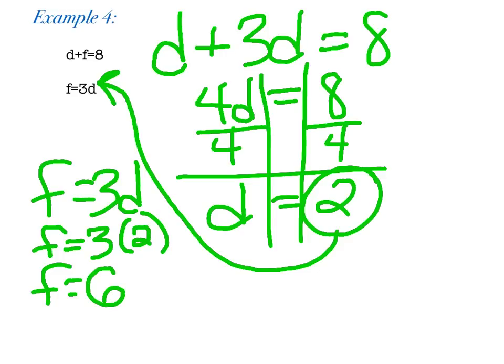I now have a numerical value for my variable d, and I have a numerical value for my variable f. I can take that information and write the solution for my system. And again, my solution is going to be written as an ordered pair, and since I have the variables d and f, I need to write the solution in alphabetical order. So d comes before f in the alphabet, so my value for d will come before my value of f.